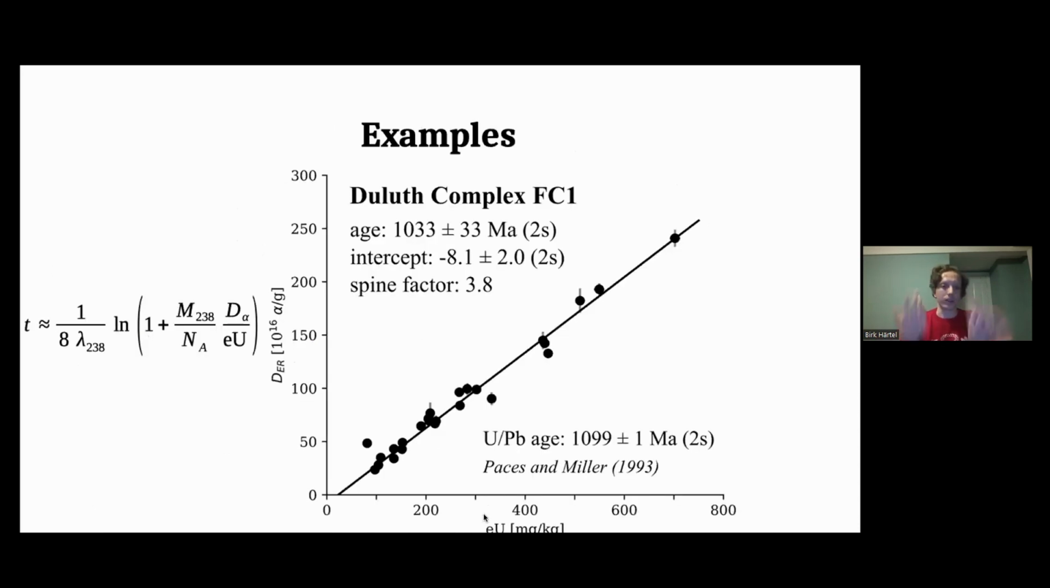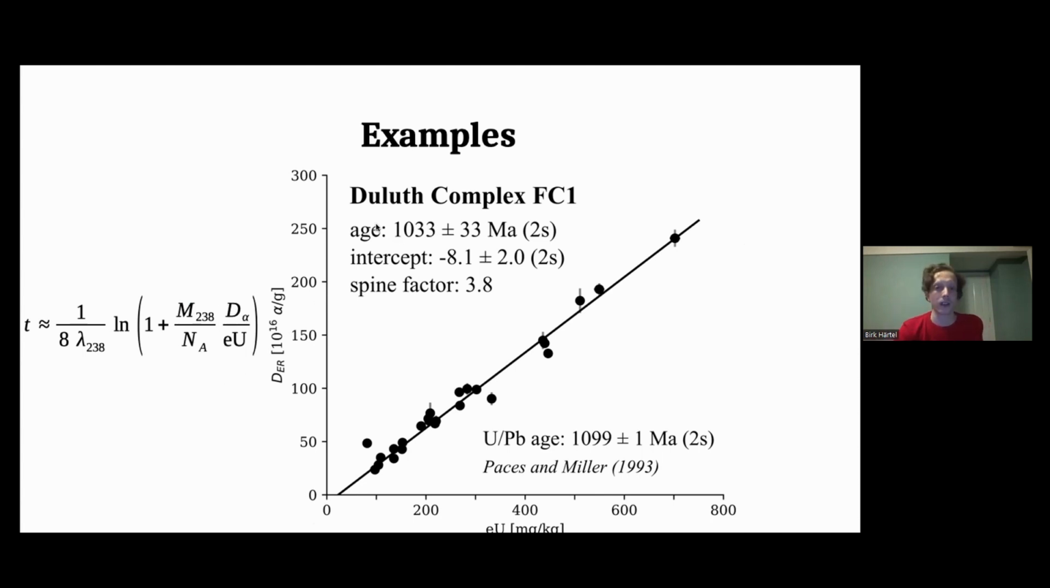Okay, so I have a few examples here for the dating. One is from a Duluth complex sample FC1. So here we measured for a set of zircons the D from the Raman bandwidth and the effective uranium using SIMS, so secondary ion mass spectrometry. And as we need the ratio between the D and the eU, I just plotted the estimated damage against eU and fitted a regression line to it. It's like isochron dating, and I just took the slope of that regression line and substituted it here for this ratio of D alpha over eU.